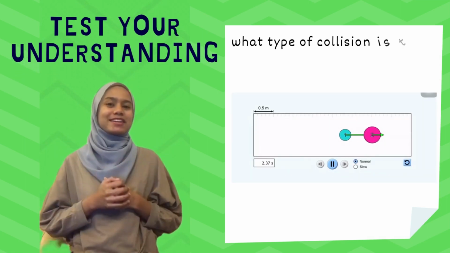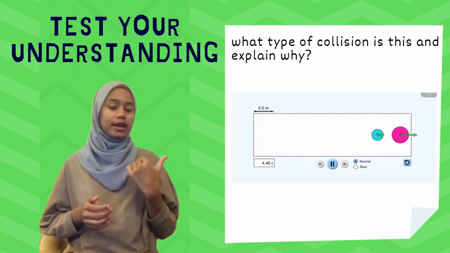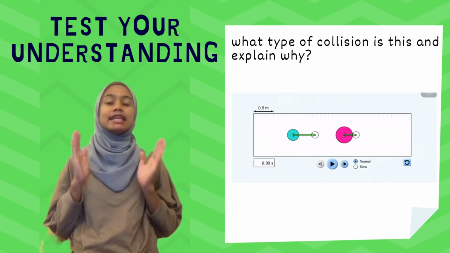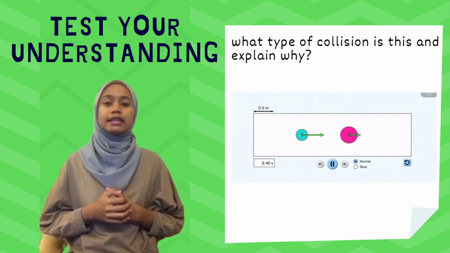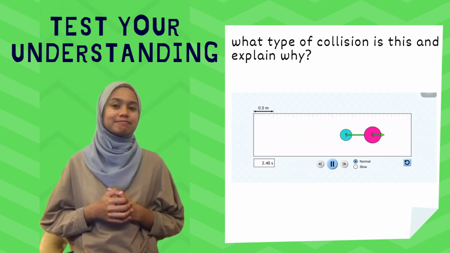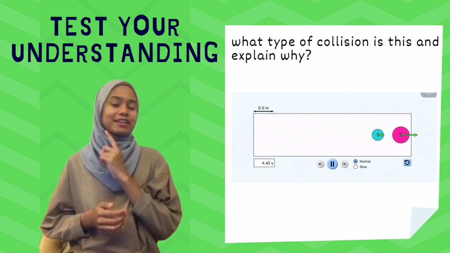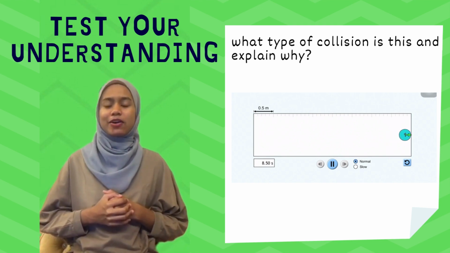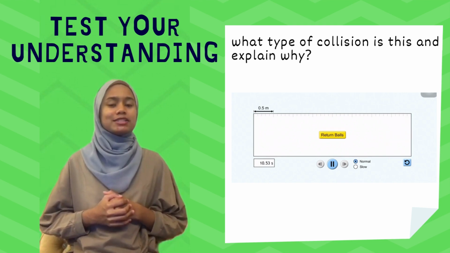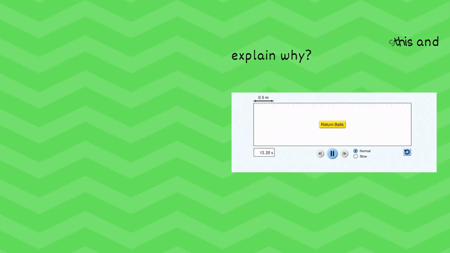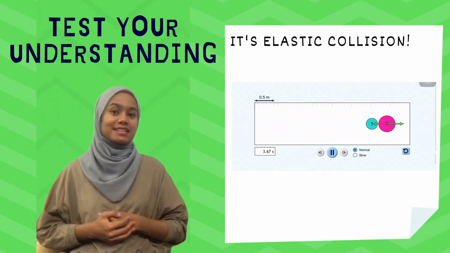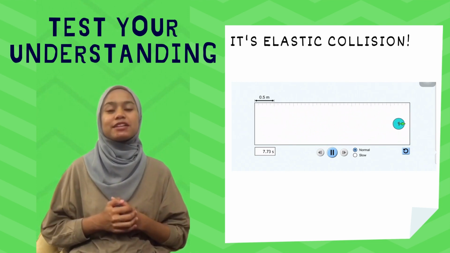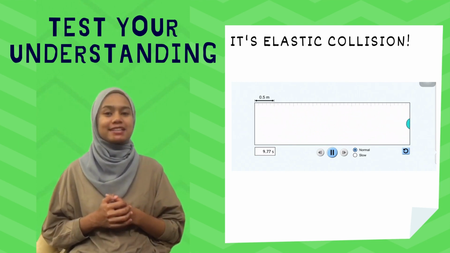It's test your understanding time. Look at this motion. Choose whether it is an elastic collision or inelastic collision. Good. Now explain, why is it called an elastic collision? Yes, because the second particle is still moving even though the first particle stopped after it collides.